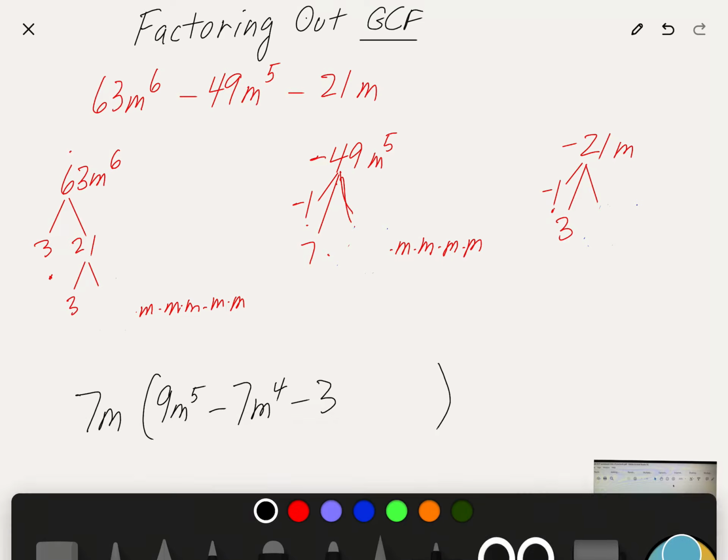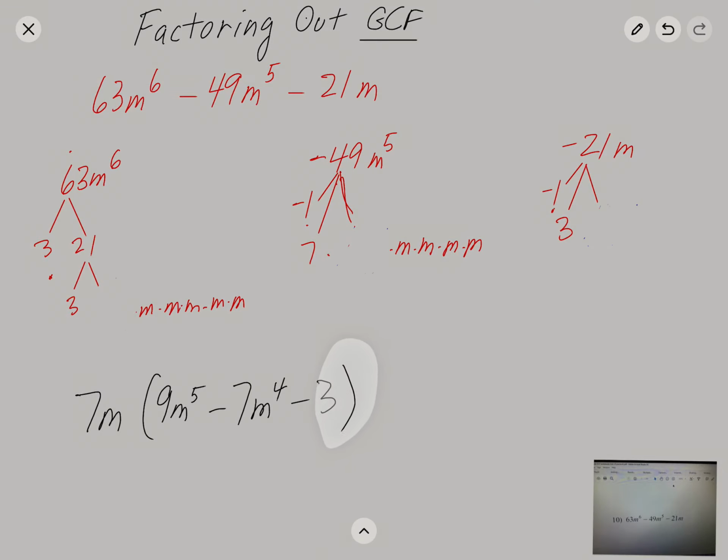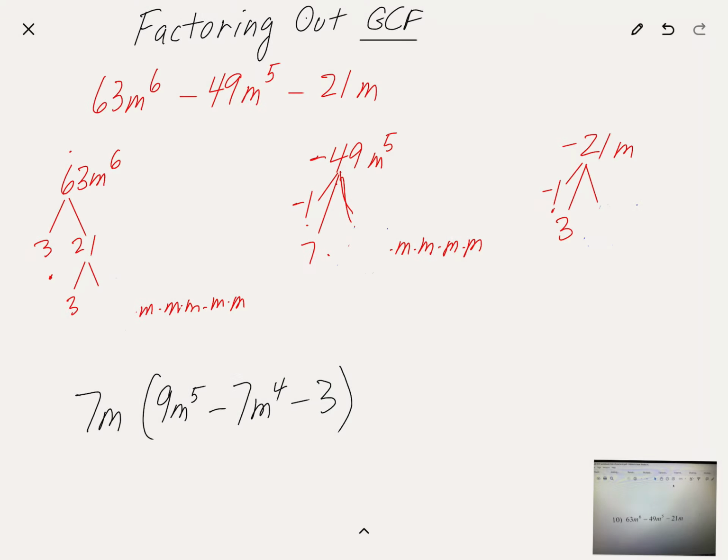Now, one last thing to clean this up, I'm going to take my parentheses and move it over a little closer. Now it's been factored completely. I factored out the GCF. Whatever remained goes inside the parentheses.